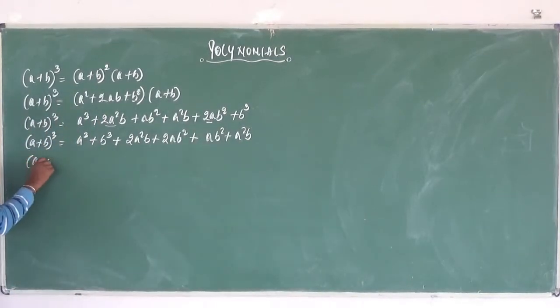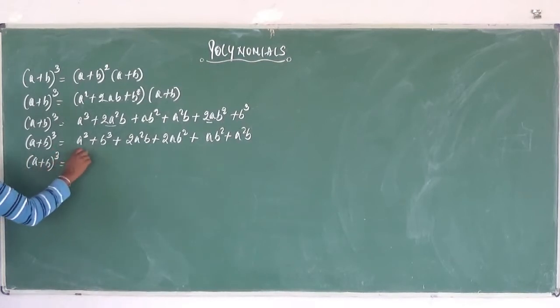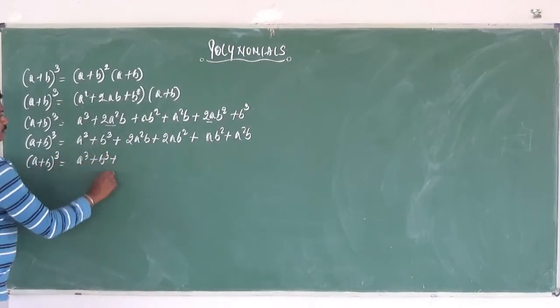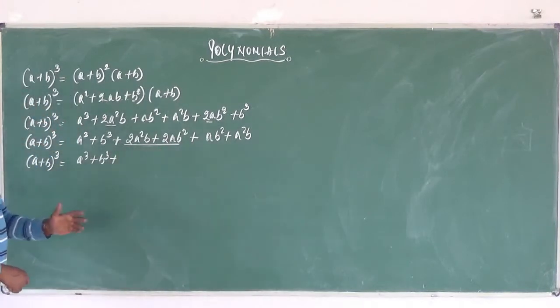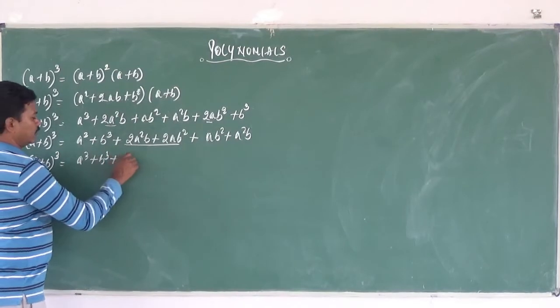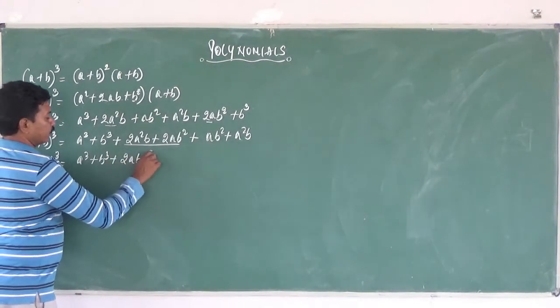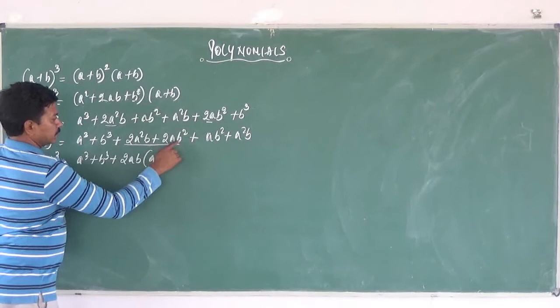So (a + b)³ is equal to a³ + b³, plus I am going to take 2ab as common here. If I take 2ab as common, I am left over with a plus b here.